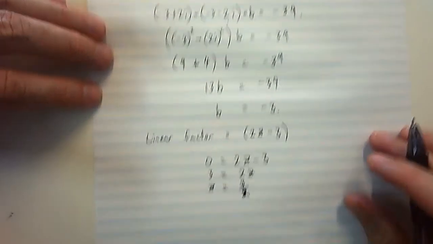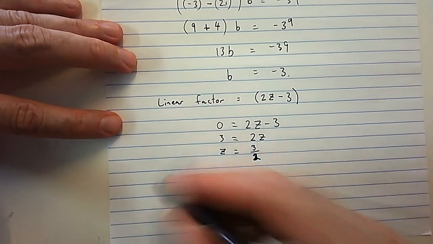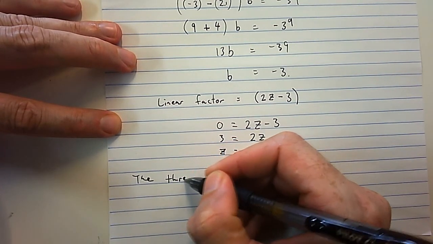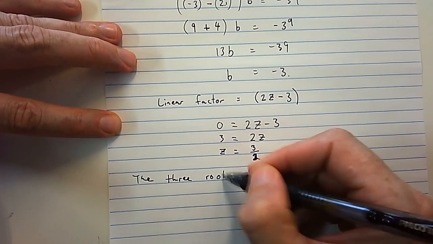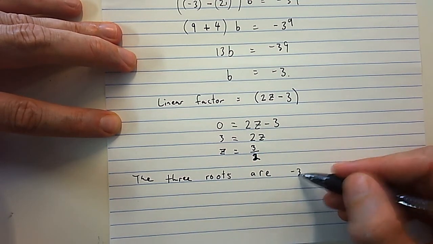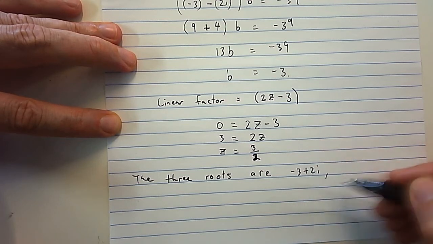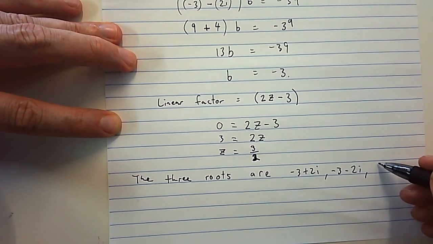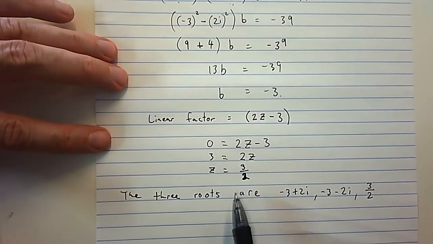So, my 3 roots are negative 3 plus 2i, negative 3 take 2i, and the last one is 3 on 2, or 1.5. And again, it checks out.